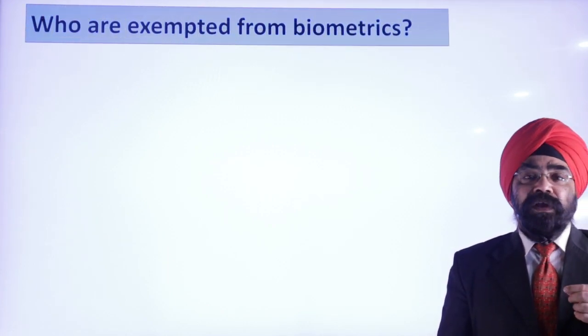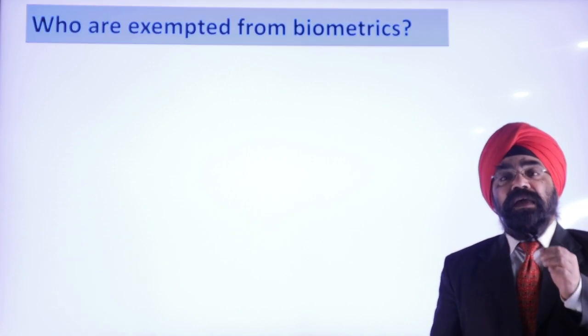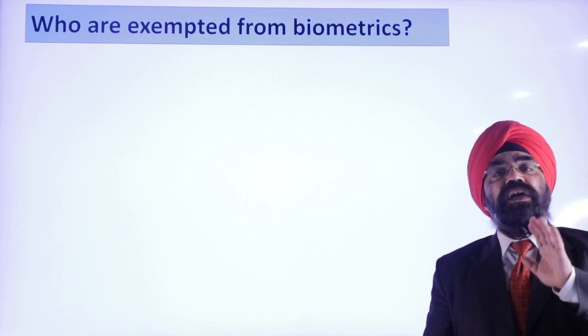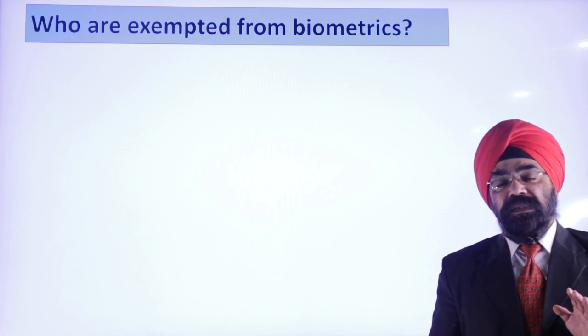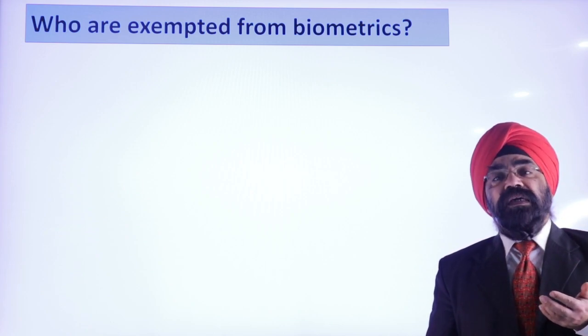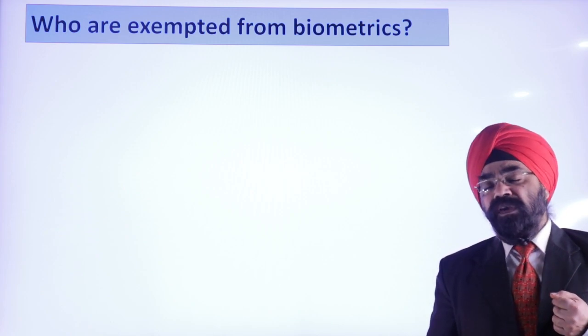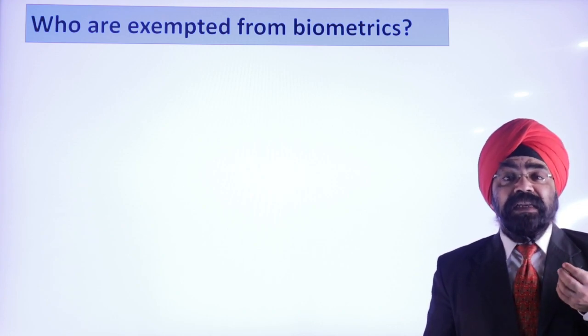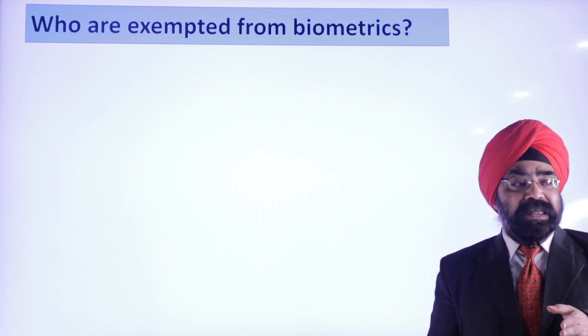Another important thing is who is exempted from biometrics. As I said, almost everyone needs it, but there are still a few exemptions. What are those exemptions? The first exemption is age itself. Individuals less than the age of 14 and above the age of 79 do not need to go for biometrics. So if you have small kids, they don't need to go for biometrics. If you have elderly parents above the age of 79, they don't need to go for biometrics.